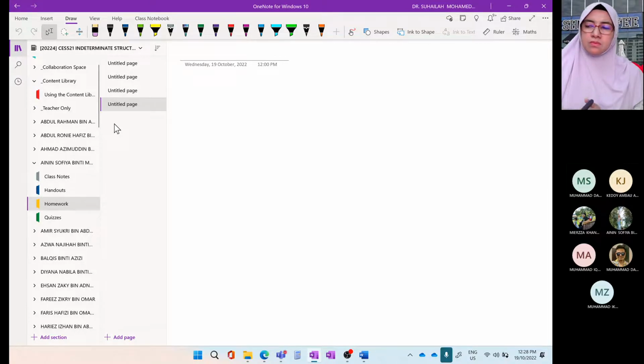iSiswa ID untuk help you lah. So you don't need to use pen drive anymore. You just pakai je ID iSiswa tu untuk dapat 5 terabyte cloud storage.